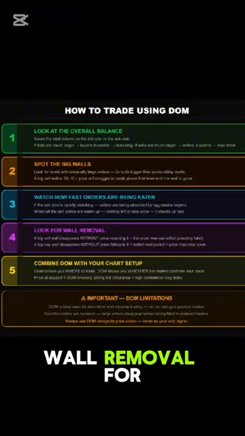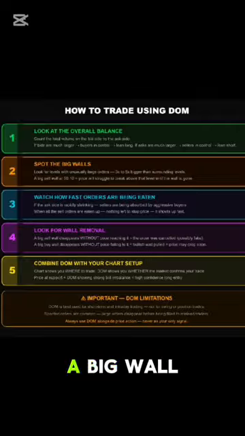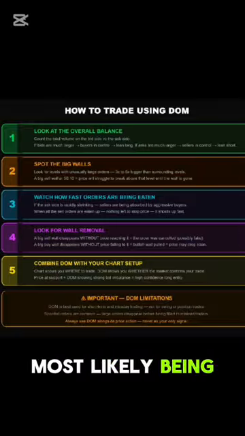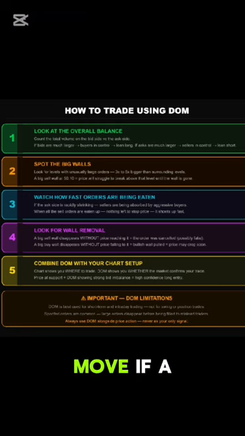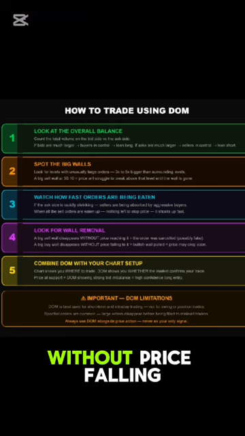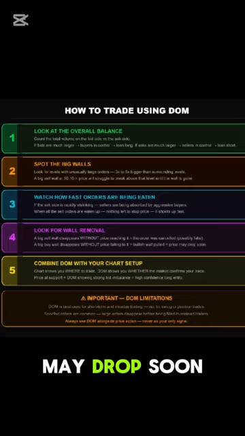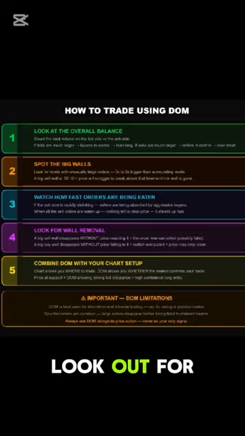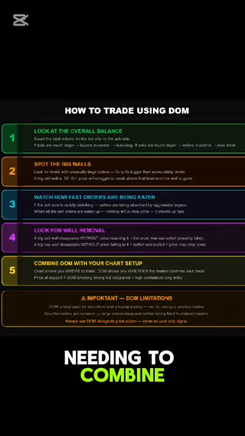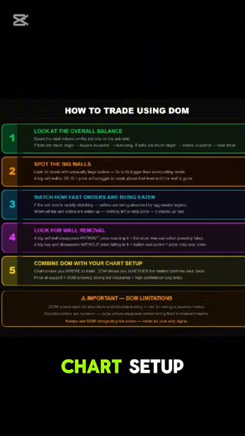Look for a wall removal for your fourth step. A big wall disappears without price even reaching it. The order is most likely being cancelled, a possible fake move. If a big buy wall disappears without price falling to it, a bullish wall has been pulled, which means price may drop soon. These are things you need to look out for, as well as needing to combine the depth of market with your own chart setup.